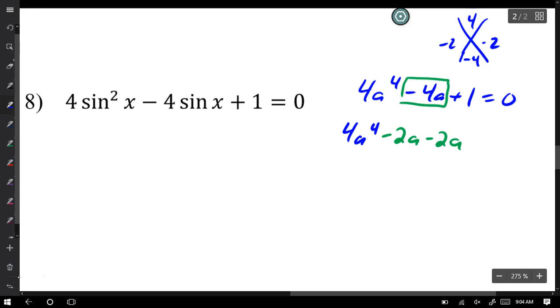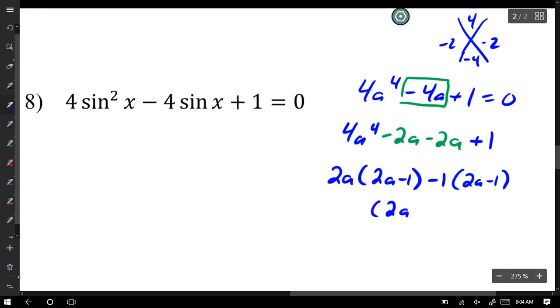And in that case, I can continue with factoring by grouping. The first two have a 2a in common. That leaves me with 2a minus 1. The second two have a negative 1 in common. And that's going to leave me with the 2a minus 1. So I get 2a minus 1 times 2a minus 1.